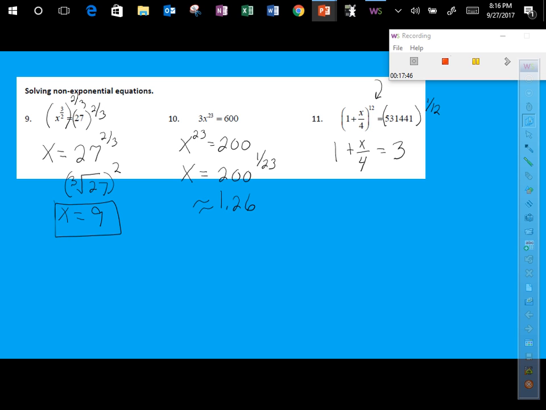Now we're just going to solve this. I'm going to subtract 1 from both sides and get 2. I'll cross multiply and get 8. So guys, there's how we're going to solve non-exponential equations. That'll come in handy when we do our logarithms.